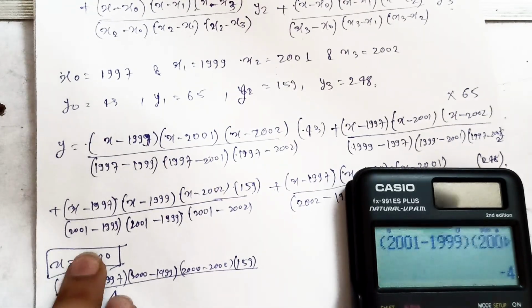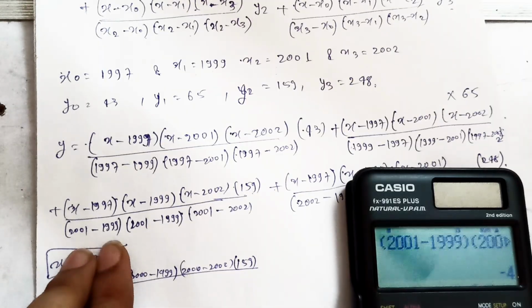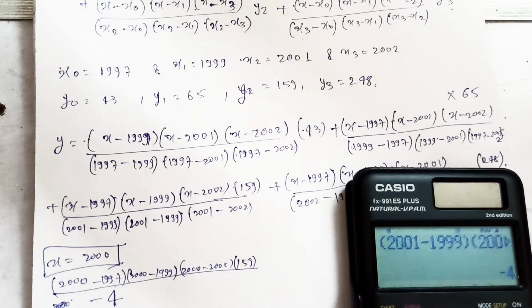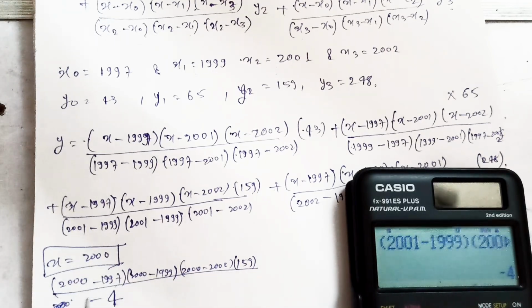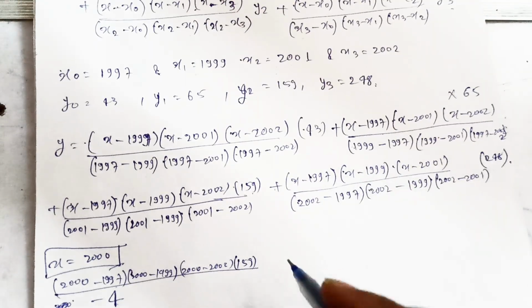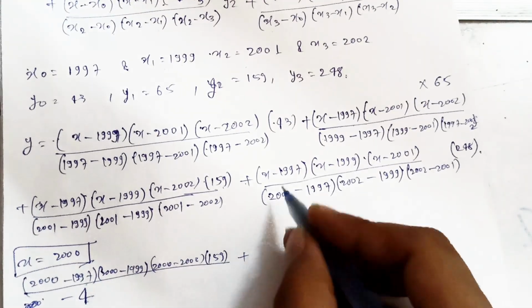So from here we consider 2001 minus 1999, that will be equal to 1. We just need to either calculate it with a calculator or directly. There is no need of a calculator as well. So the next term we're going to put is x is 2000.